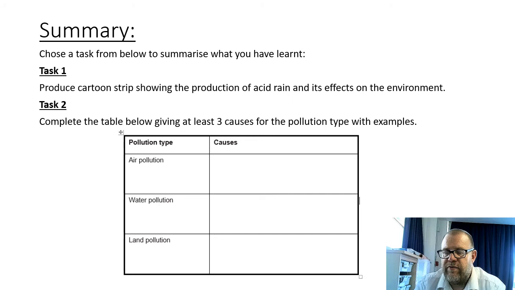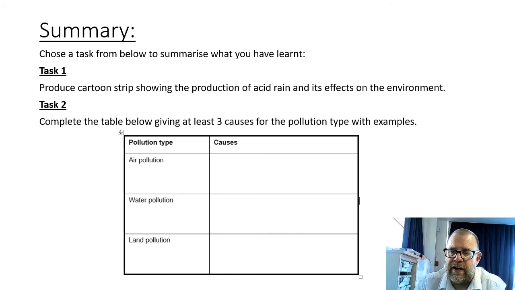Now, it's coming to the end of my time here. So I have 3 summary tasks I'd like you to choose from. We've got one here: produce a cartoon strip to show the production of acid rain and its effect on the environment. Love some pictures. Just go with that. So you could do that one.